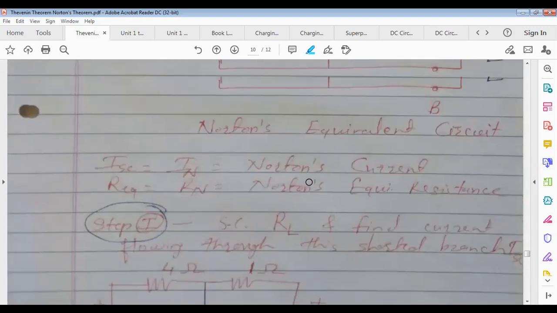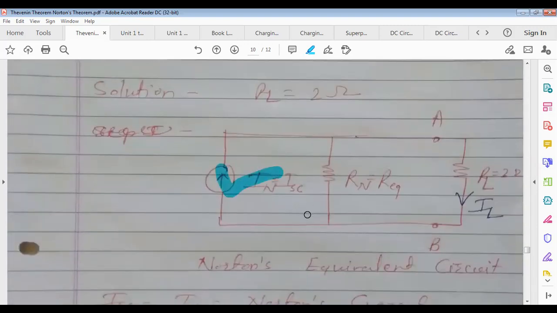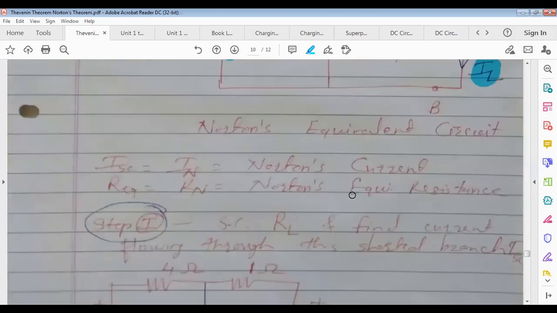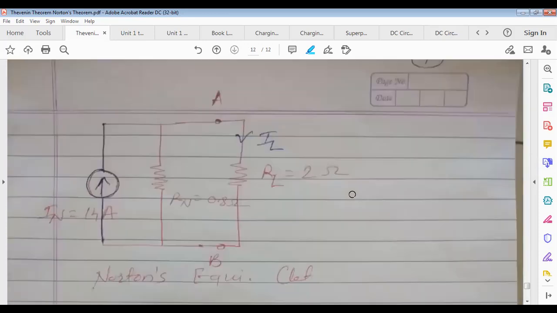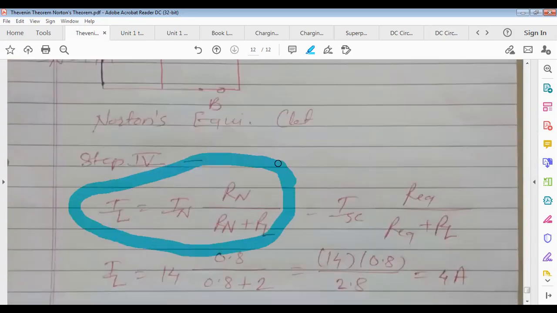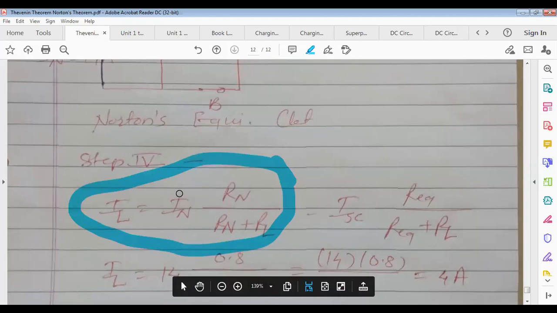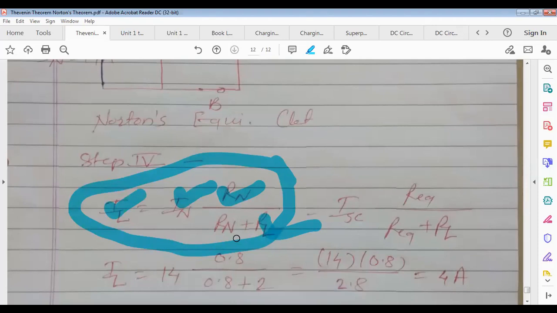For 1 mark, IN or ISC given, RN given, RL given, and find out the IL. So the current division rule formula you have to use here. I think all of you remember it. 1 mark sum, all 4 values given. In this formula, if you observe, how many parameters are there? 4 parameters. In Thevenin's also 4 parameters are there in the formula. So any 3 are given, and the 4th one you will be asked for 1 mark.